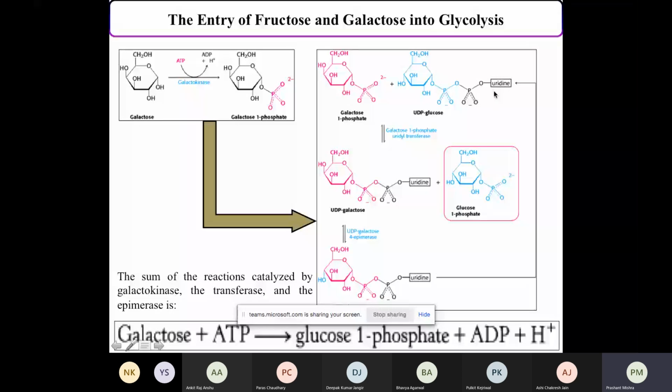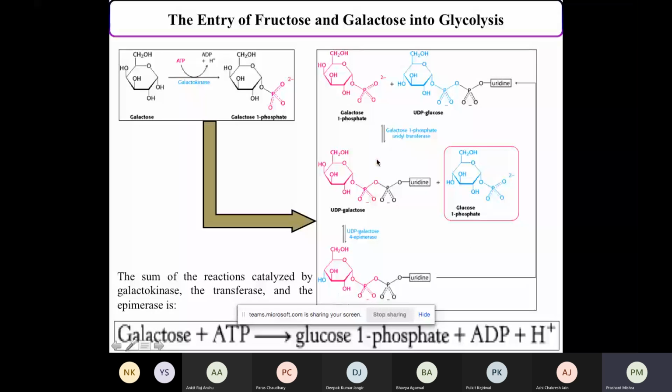So what is happening here is one molecule of glucose and one molecule of galactose are present. They will be exchanged, and what you will have is UDP galactose here and glucose 1-phosphate. And this glucose 1-phosphate will further be entering in the metabolic pathway. That part I will tell you later. But here, what you have got is UDP galactose.